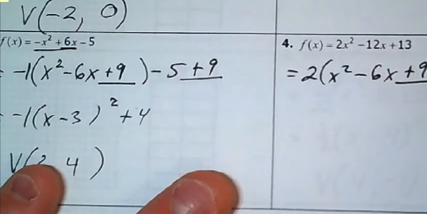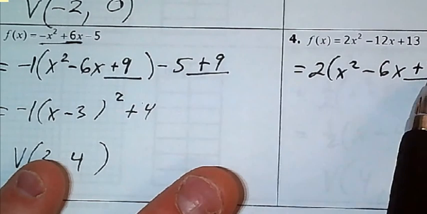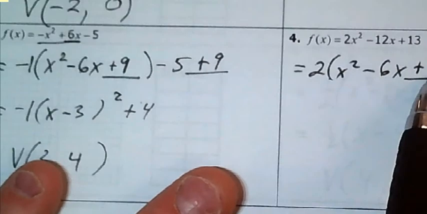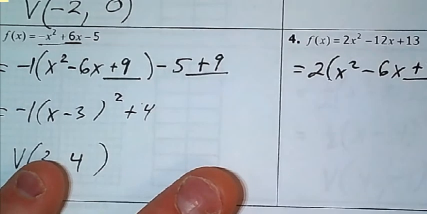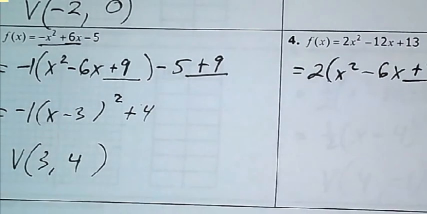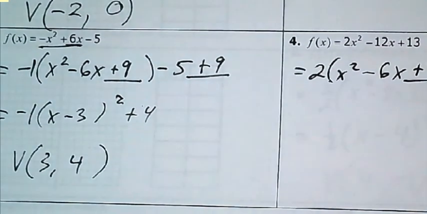Well, no, I said that wrong. Is it really a 9? No. It's an 18. 2 times 9 is 18. So what goes out here? Minus 18. You have to do the opposite of what this really is. And that's where you have to be careful, and that's where students make mistakes.